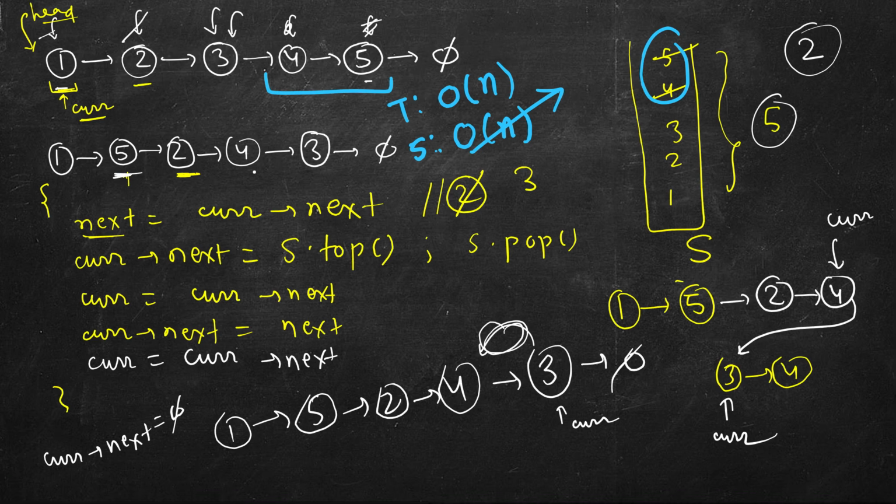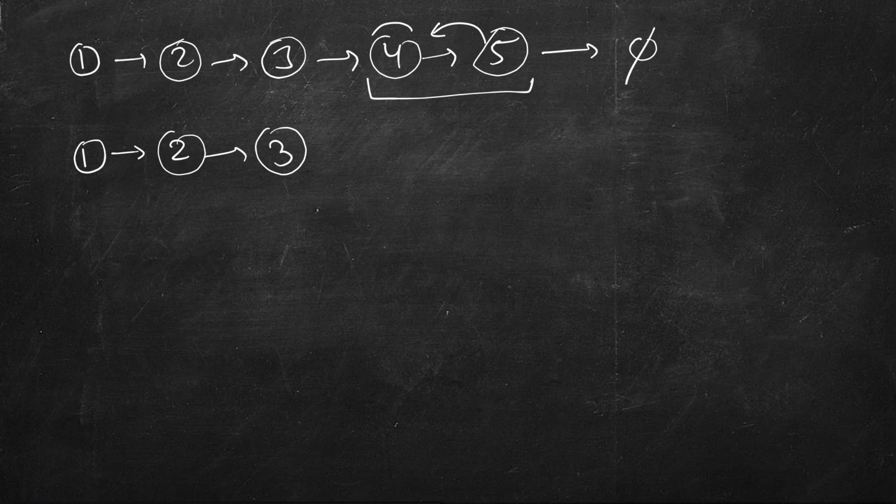So 5, then 4. In the first half, you see 1, 2, 3 occur in the same sequence, that is, in original order. But the later half occurs in reverse order. That is first 5, then 4, then if it had any other element. So if we reverse this part, then our job will be very simple. We have to just merge 2 lists one by one. So keep this as it is, and we make 5 point to 4 and 4 point to 3. So we have reversed it.